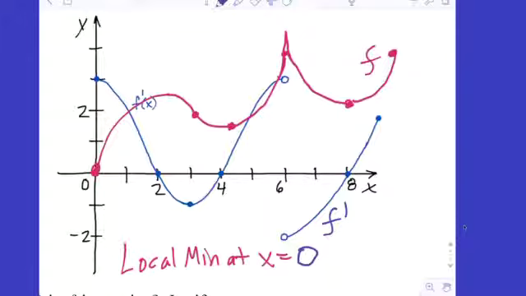Now 4 looks like it could be the local min or an absolute min. But we know we don't come down as far as we did when we started.